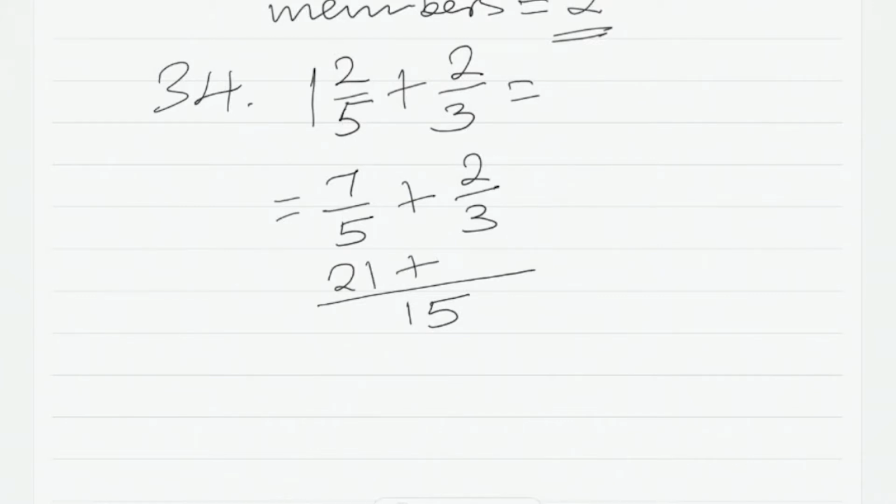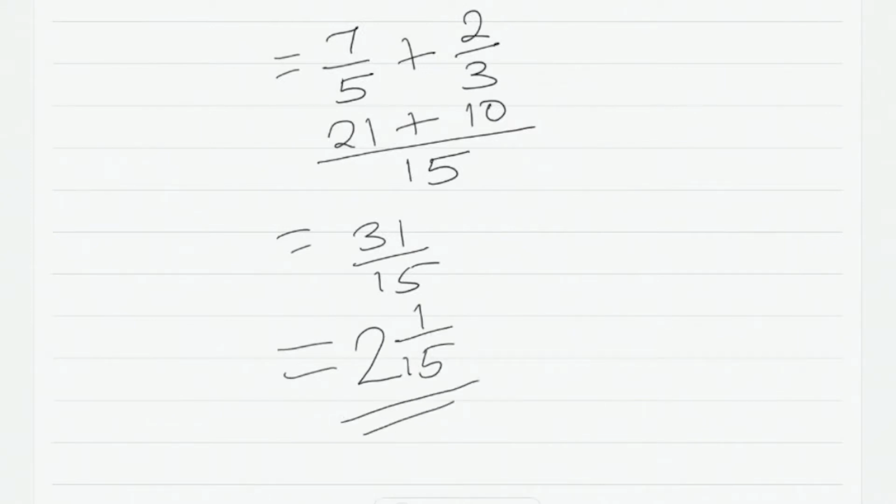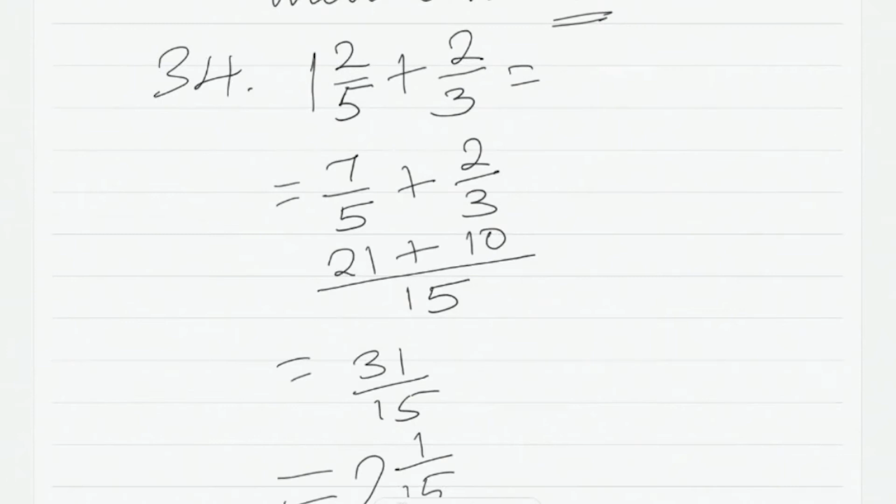How many times can 3 go into 15? It will go in 5 times. 5 times 2, it will give us 10. So when we add the numbers, 21 plus 10, it gives us 31 over 15. We take this improper fraction to a mixed number. So how many times can 15 go into 31? It will go in 2 times. Remainder 1 out of 15. That is our answer. We go to question number 35.